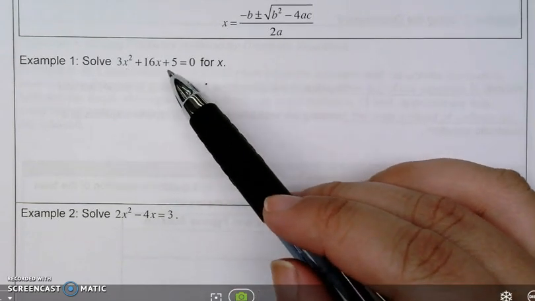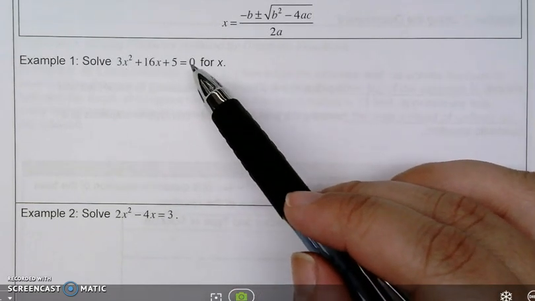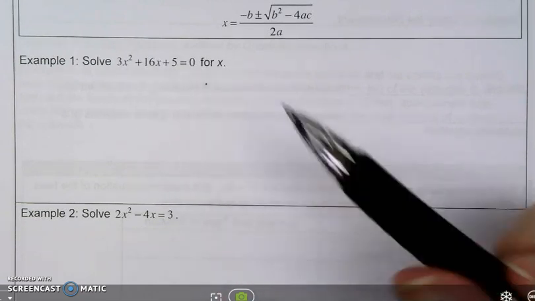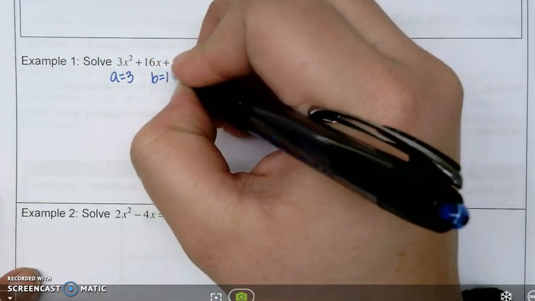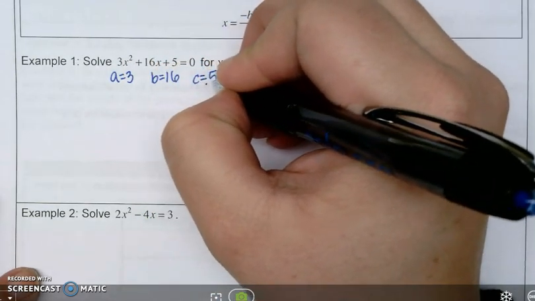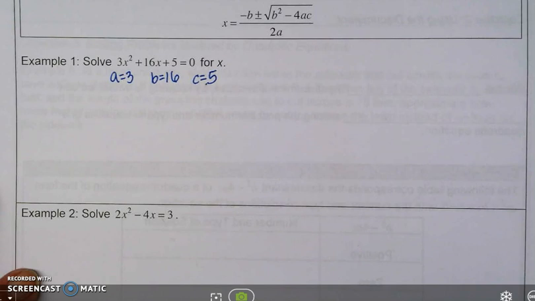It needs to be in descending order and also set equal to 0. So this is our standard form. So then we can find that a is 3, b is 16, and c is 5. We've talked about doing this in class, but you'll have plenty of practice doing this as well.